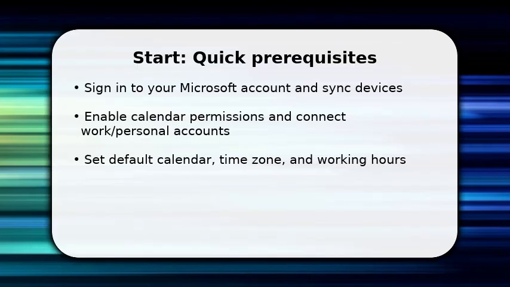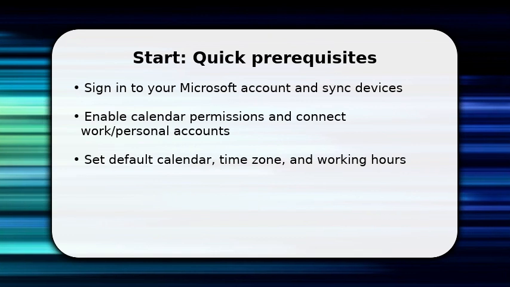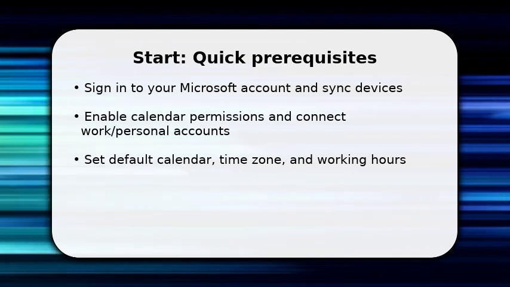You already have Outlook open. First, confirm account sync and permissions so changes appear on all devices. Next, choose a default calendar and set your time zone and working hours. This ensures accurate scheduling and suggestions. Once done, create one test event and invite yourself to confirm notifications and sync.